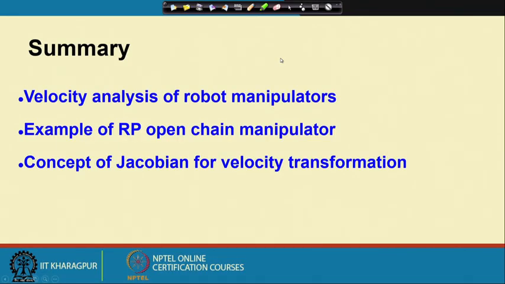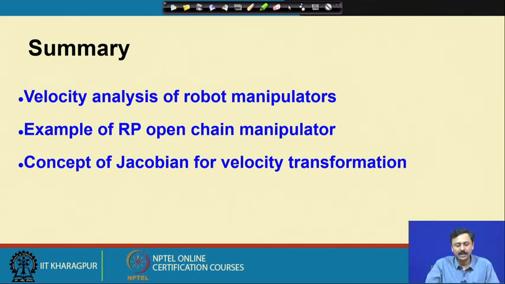So, let me summarize what we have discussed in this lecture. We have looked at this example of RP open chain manipulator, introduced the concept of Jacobian, and we have found the Jacobian of the RP open chain planar manipulator. Now, once we know these velocity relations, now we can move forward to analyze or generate paths by the end effector.